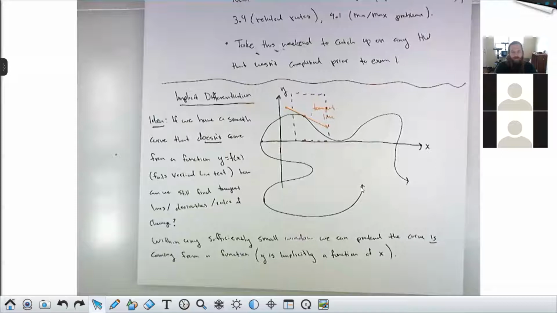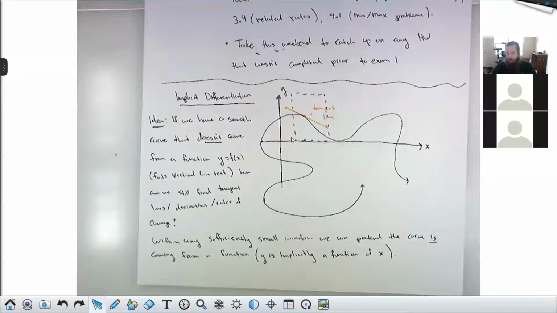And the idea here is that given any smooth curve and any sufficiently small window, you can implicitly assume that y is a function of x. And that means we can work with things symbolically. We can assume that y is f of x and is differentiable within any little window, which allows us to take the whole equation, whatever the whole equation is that gives me this thing, and differentiate it acting as though y is a function of x. That's kind of the idea.